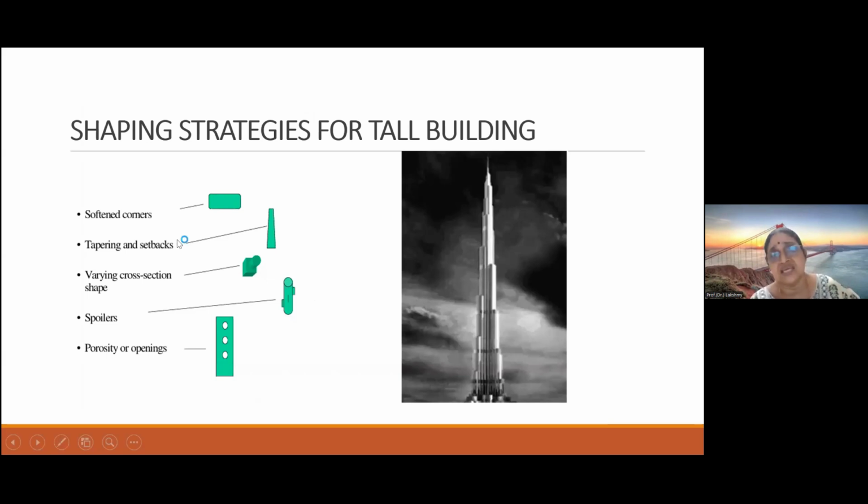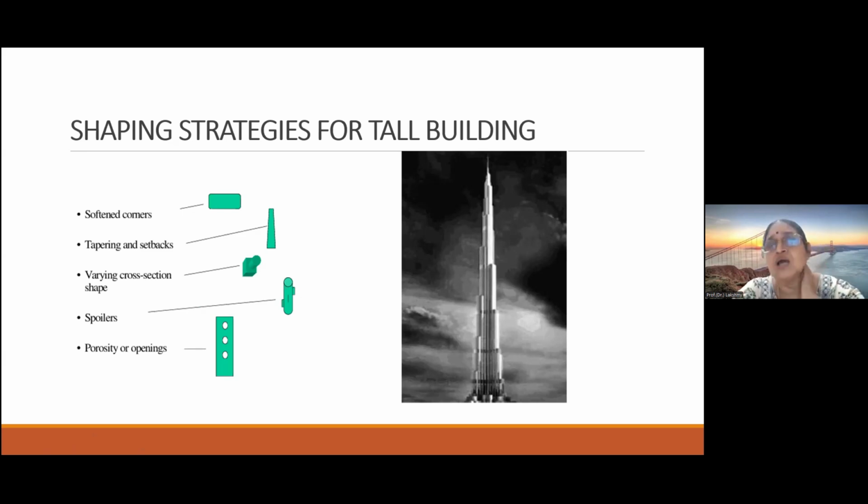And the easiest thing, I would say, is to play with the shape. Because we said that at the edge the wind is separating, one can make the corners soft, or taper the structure, and provide setbacks like this. This is the Burj Khalifa, the tallest building at 828 meters. You can see the setbacks and tapering have been done. Varying cross-section shape, some spoilers can be there, like you must have seen chimneys with some discrete strakes, etc.